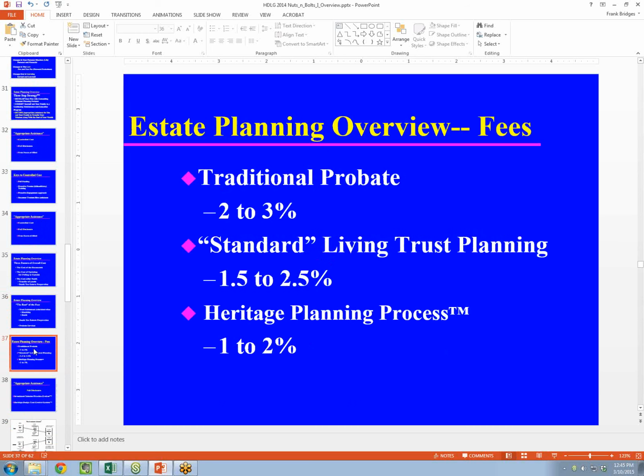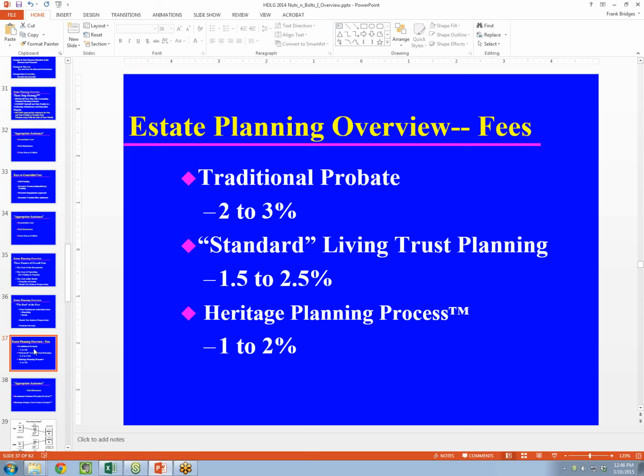There have been a number of studies done by the AARP, for example. They did a study of the attorney's fees in a traditional probate case, the average around the country, and what they found was that the average cost of the attorney's fees for an estate settlement was 2 to 3% of the value of the assets in the estate, the estate tax value of the assets if it were a taxable estate, and otherwise just the value of the assets.